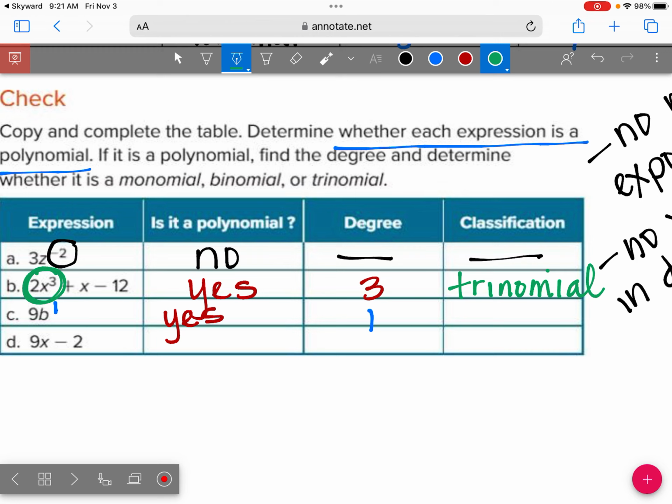What kind do we have here? What do we call this? How many terms do we see here? 1 term. And what do you call it when there's only 1 term? A monomial.